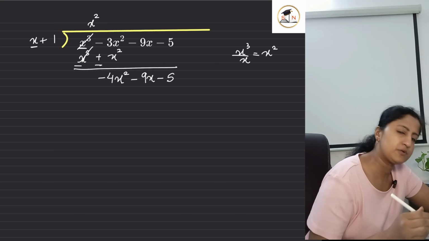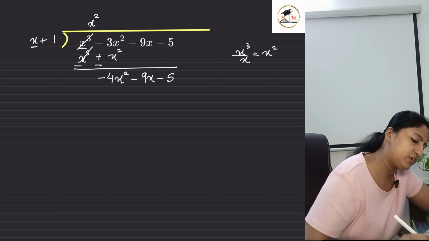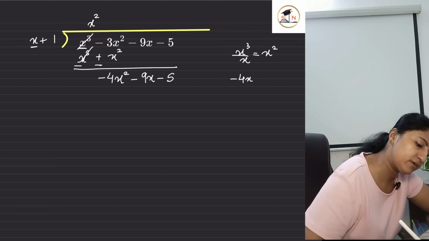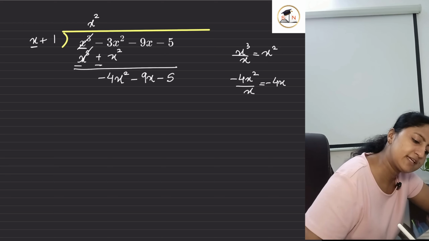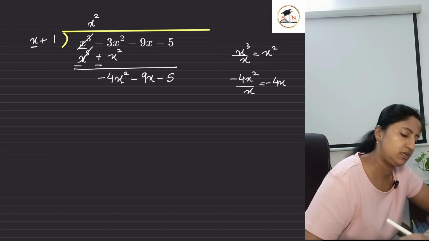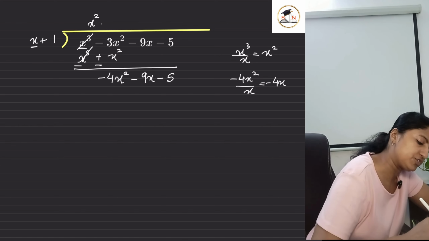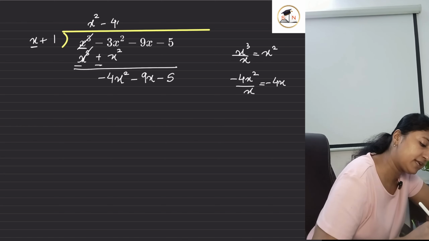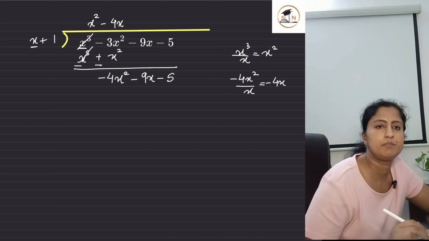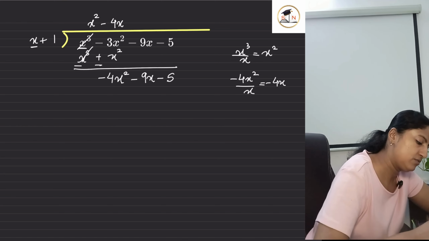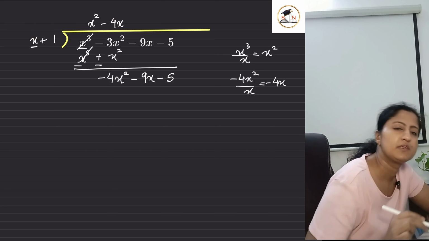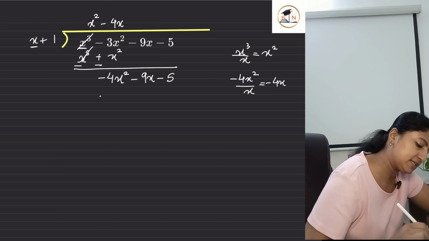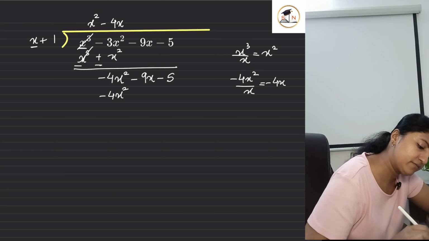Now, the whole process repeats. We are going to divide minus 4x square with the first term of the divisor, which was x, and this gives me minus 4x. This is the second term of your quotient, and I write it on the top after x square as x square minus 4x. Now, the next step, you need to multiply x with minus 4x, and that results in minus 4x square.